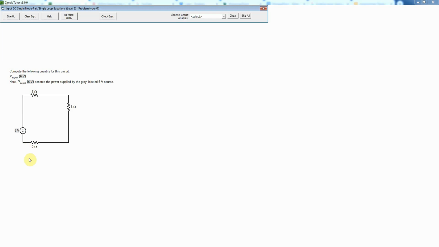Now again, we're looking for the power, but this time it's the power delivered by the 6-volt source. It is a single loop circuit. It's not a single node pair because I got 1, 2, 3, 4 nodes, so I can't use that. So I'll use single loop. And then, since I want a power of a source, I will, again, look for a sought branch power.